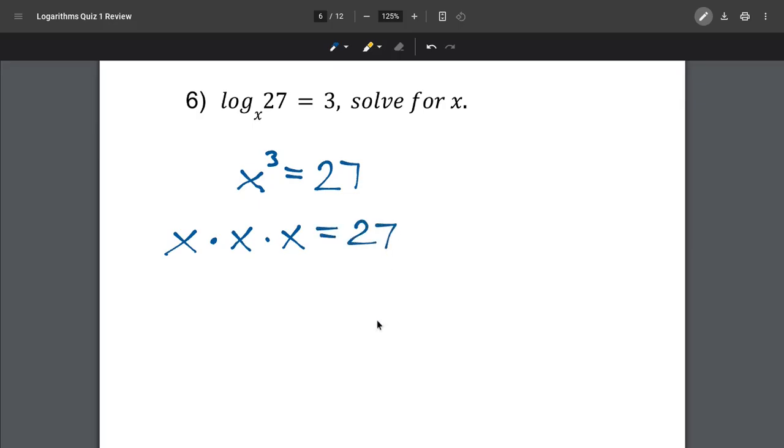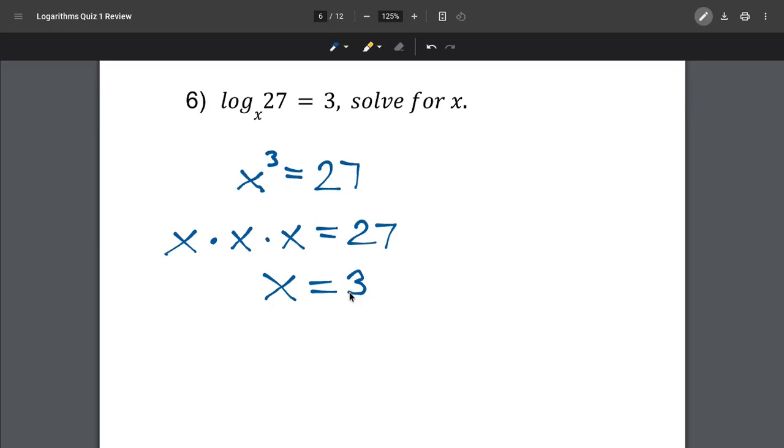Now in this case, we can try a few different numbers. So if we do 2 times 2, that's 4, times 2 again, that's 8, that's too low. Let's say we jumped up to 4. If we do 4 times 4, that's 16, times 4 again, that's 64, that's too high. If I do 3 times 3, that's 9, times 3 again, we get 27. So x has to be equal to 3.